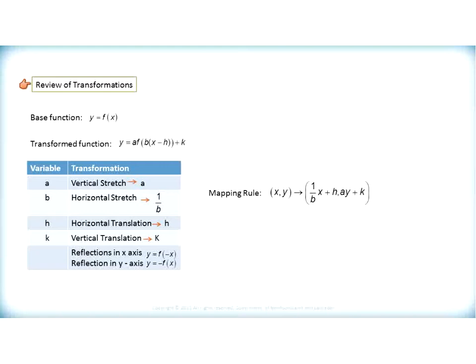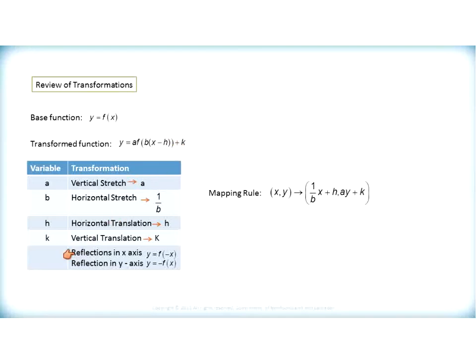Let's do a quick review, first of all, of the transformations that we've done. If we consider the base function to be y equals f of x, our transformed function looks like this. Now let's consider what all of these variables represent in terms of a transformation. The variable a represents a vertical stretch of a. The variable b represents a horizontal stretch of 1 over b. The variable h represents a horizontal translation of h. And the variable k represents a vertical translation of k units.